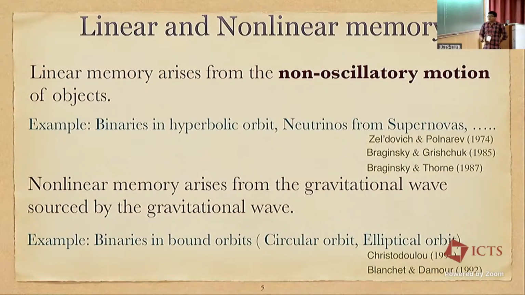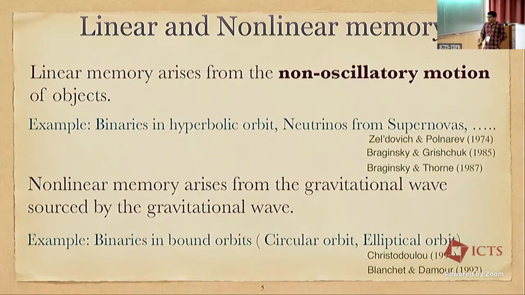The non-linear memory arises from a secondary gravitational wave that has been sourced by the primary gravitational wave. This kind of non-linear memory appears from the oscillatory motion of objects, for example binaries in bound orbits like circular orbits and elliptical orbits.